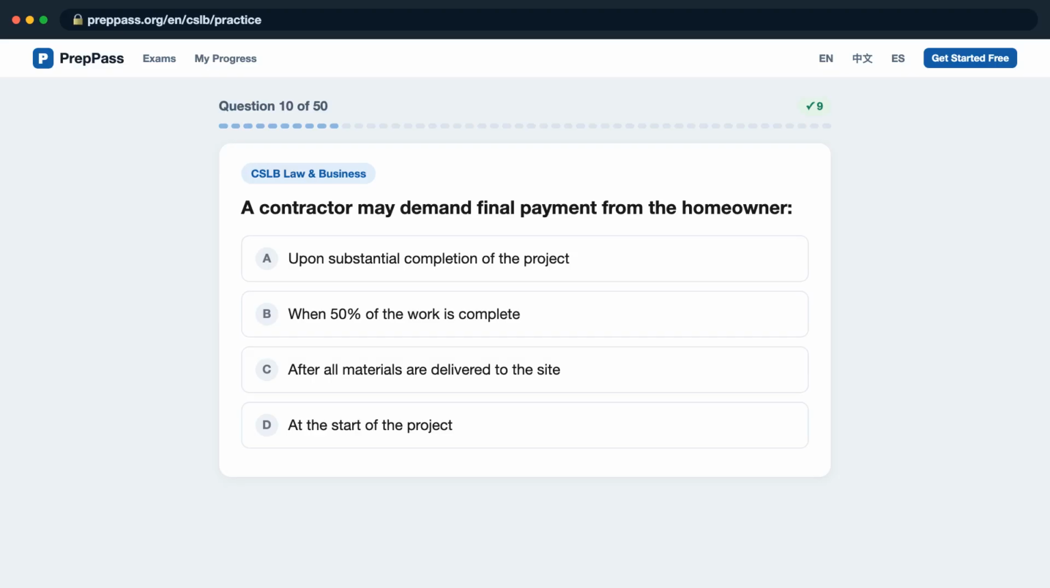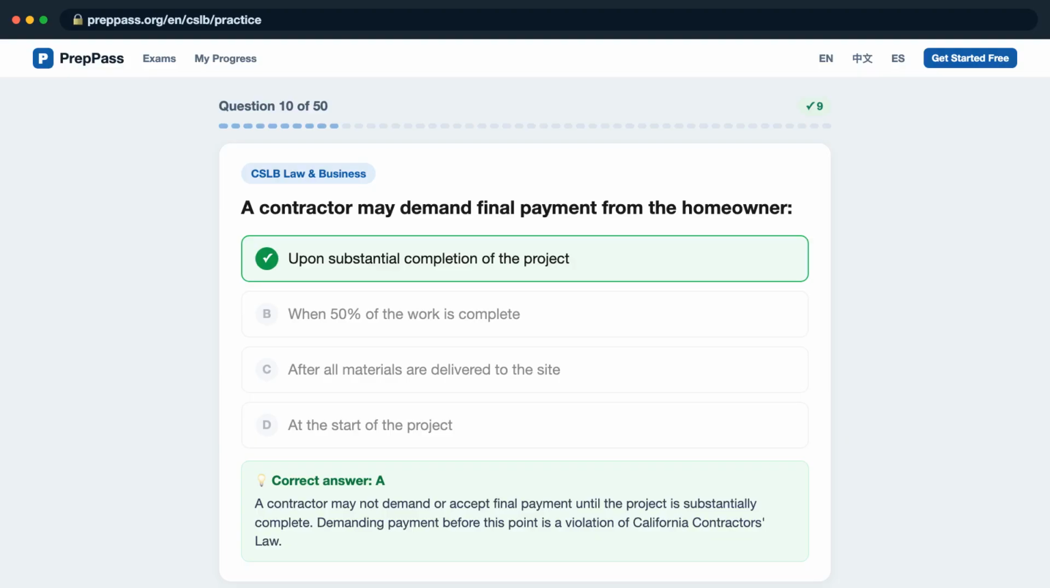Question 10. A contractor may demand final payment from the homeowner. Is it A, upon substantial completion of the project? B, when 50% of the work is complete? C, after all materials are delivered to the site? D, at the start of the project?